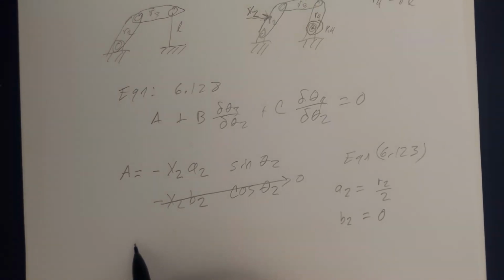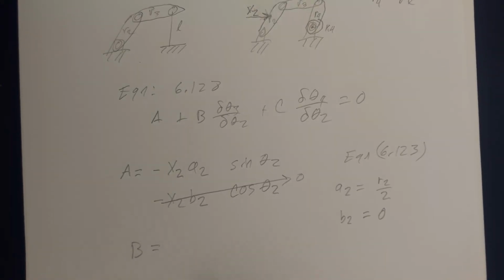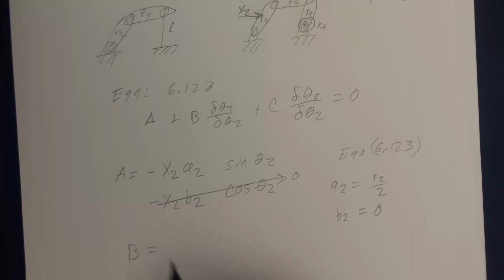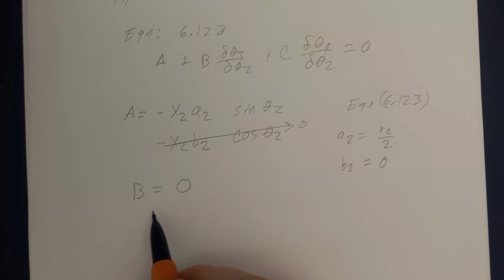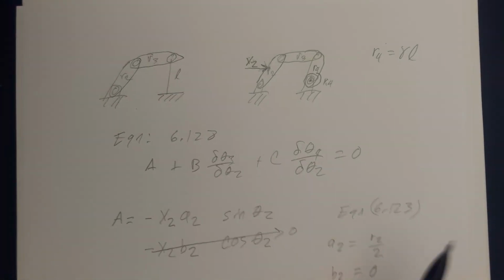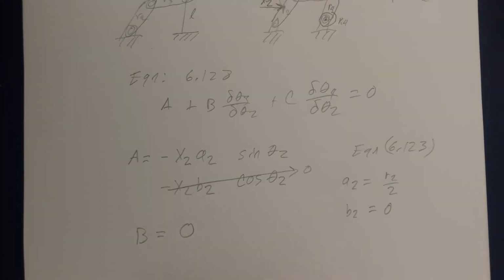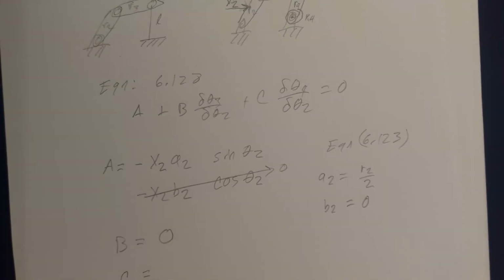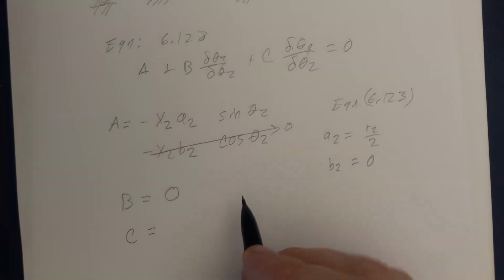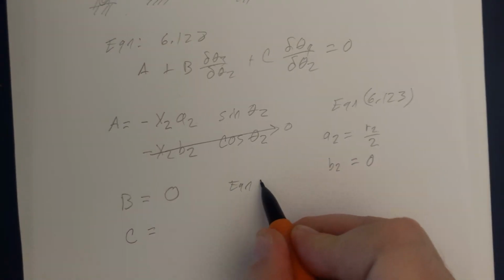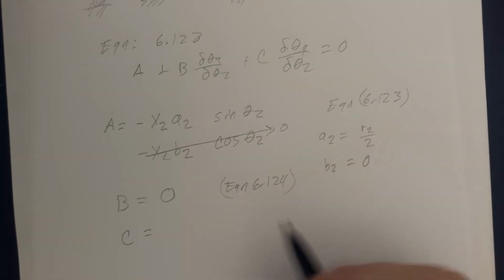For B, I go down the list of those. I've got an X3, a Y3, don't have any of those. I don't have an M3. I don't have a T2 or T3 in this. So the B component in my equation is going to be 0. Okay, and that means that none of these are associated with link 3, and that makes sense because if I look at my diagram there, nothing's really happening on link 3. And then I've got C, so this would be equation 6.124, how that simplifies down.